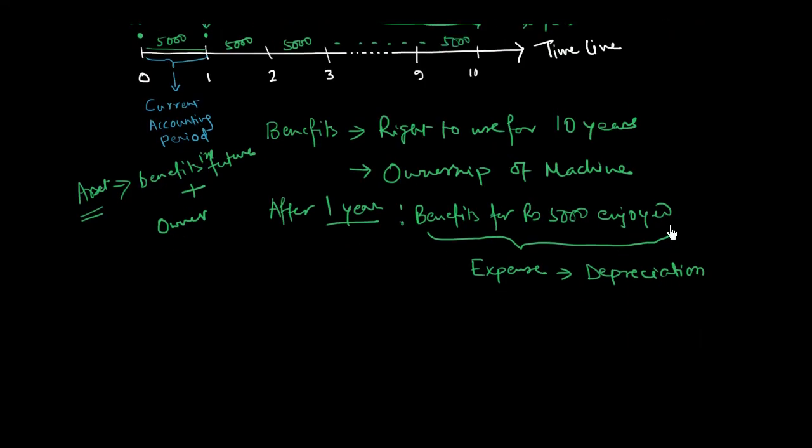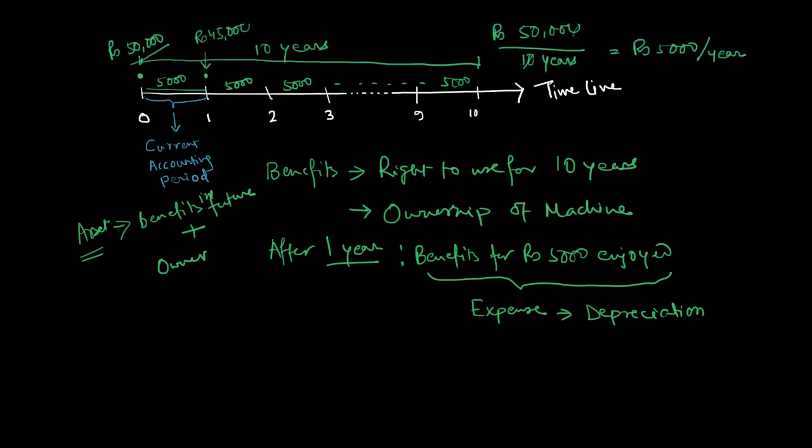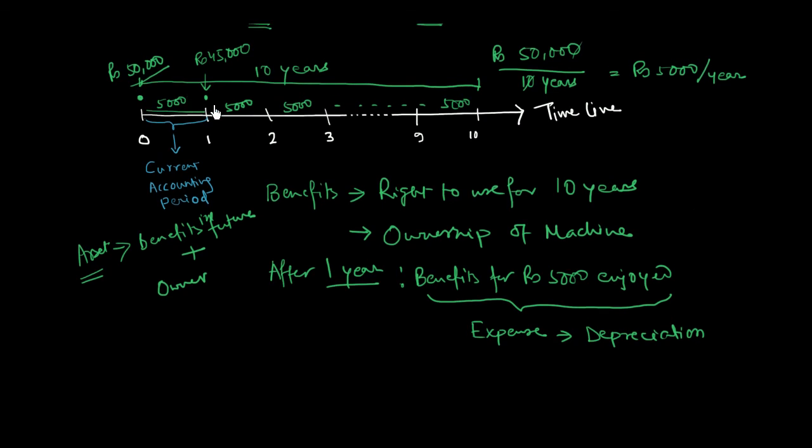After 1 year, you are left with benefits for 9 more years. You can enjoy the machine from this point to this point in future. So 9 more years of benefit are still left with you. They have not yet expired. You can enjoy this benefit in the future.